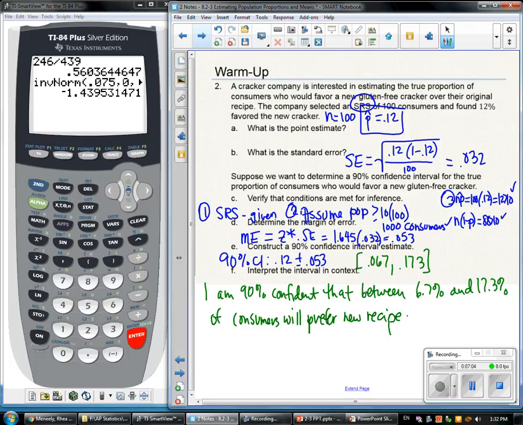And I think we had a question like this in our last class where we said, if 20% of the consumers preferred the old recipe, do we have evidence to conclude that this recipe is less popular? And if I look at my interval, I can see that between 6.7% and 17.3%, I'm pretty confident that somewhere in that interval is where the true proportion lies. Since both of those values are less than 20%, I'd be able to conclude that this cracker is less popular than the original. If 20% was included in the interval, though, I wouldn't be able to do it.